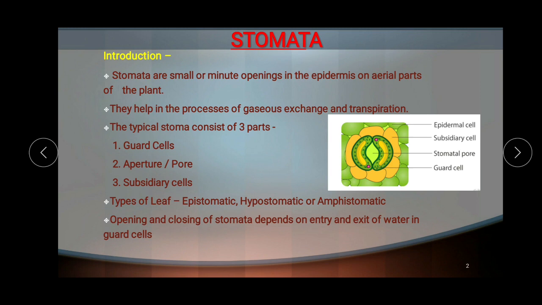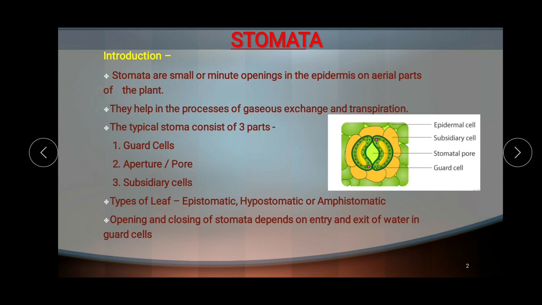While the subsidiary cells are associated functionally as well as physiologically with the guard cells, and as they help the guard cells in the process of stomatal opening and closing, these subsidiary cells are also called the accessory cells.